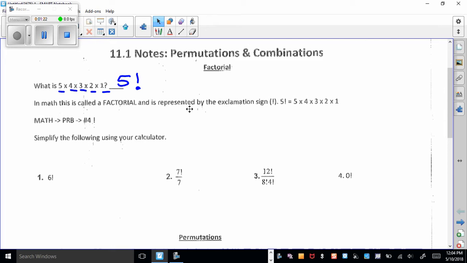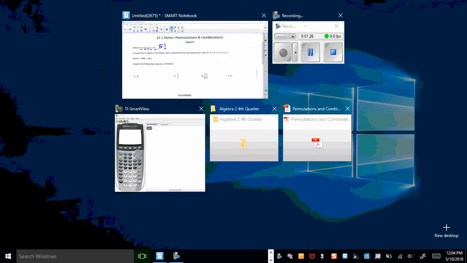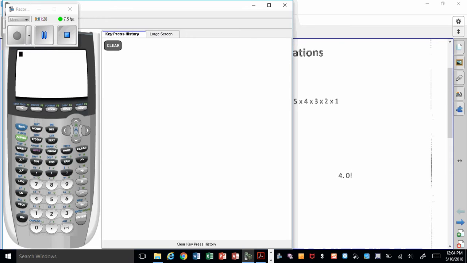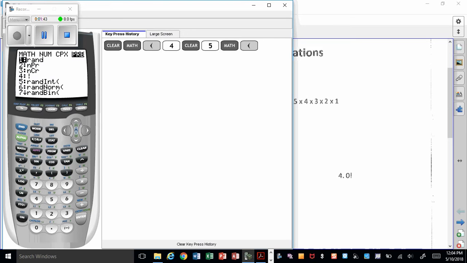And probability is all about counting. So we can do that on our calculator. Let's look at the shortcut there. So there's a button there. I'll go math, go left, and number 4 is the factorial button. Oops. I have to put the number in first. So I'm going to go 5, math, and then go left, probability, and then hit enter. And there's my 5 factorial, 120.